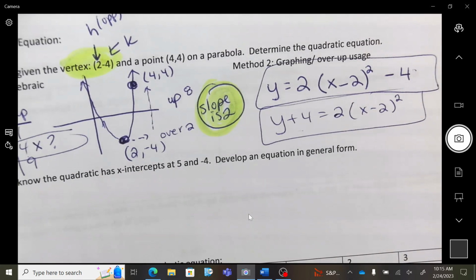Does it make sense? I just put it in to the h, k, and the a positions, and it made the equation. You always have to leave the y's and the x's open. You need equations with y's and x's.